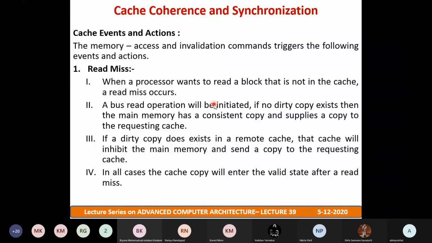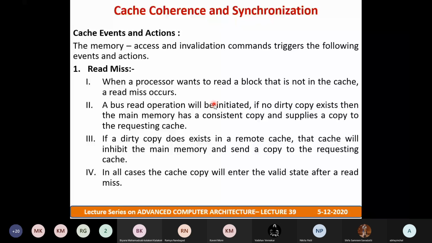Read miss. When a processor wants to read a block that is not in the cache, a read miss occurs. Normally, when the processor starts in the beginning, it doesn't have anything in its cache, so a read miss definitely occurs. We call that compulsory read misses. And when reading new data, a read miss also occurs.